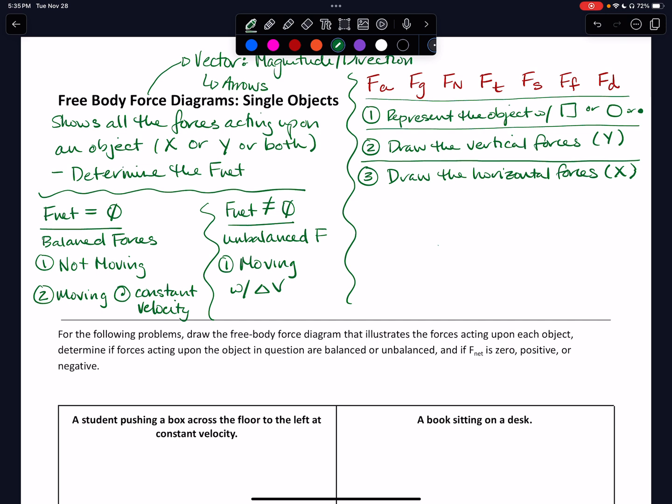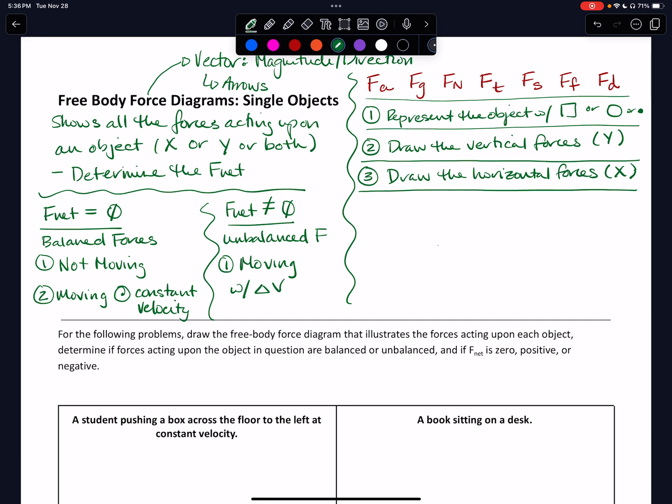Now, can forces be applied at angles? Sure. But when you draw a free body force diagram, everything should be either in the X plane or the Y plane. If you have angled forces, you have to break them into their X and Y components and then put the components into your free body force diagram. Now, we will be dealing with angled forces, but not today. We're going to keep it simple today.